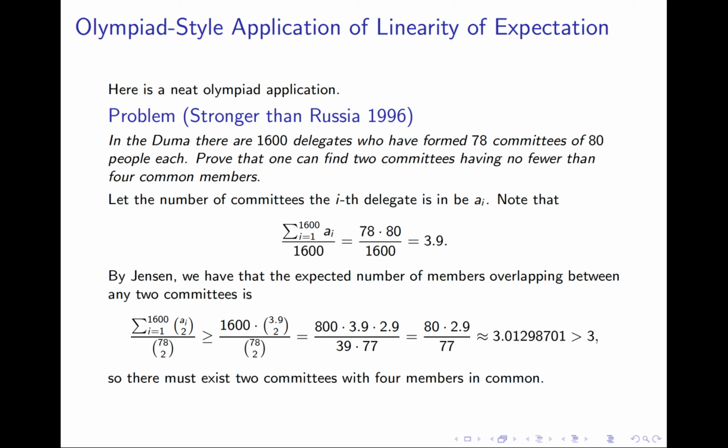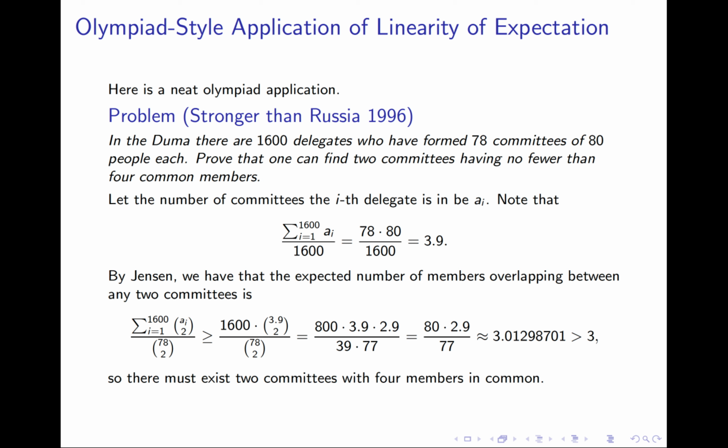And in particular, if we choose 2 committees for every single delegate and add all those up, that's going to give us the summation on the left-hand side. And that will give us the total count of overlap, and we divide by the number of pairs of committees, which is 78 choose 2, to get the expected number of overlap between any 2 committees.